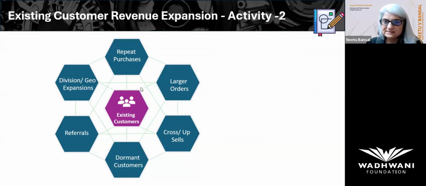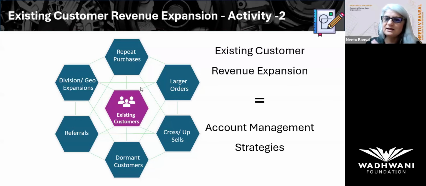Okay. Again, it's there in the workbook. Identify which one of these are there. And the funny thing is, once you look at this, it is nothing else but account management. This is the very basic principle of account management.